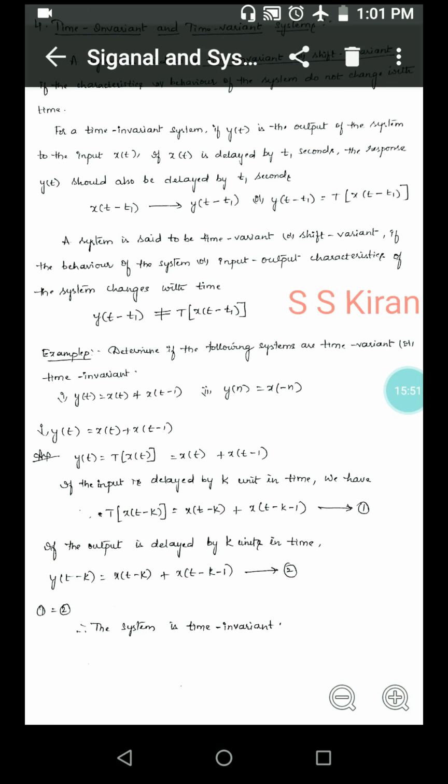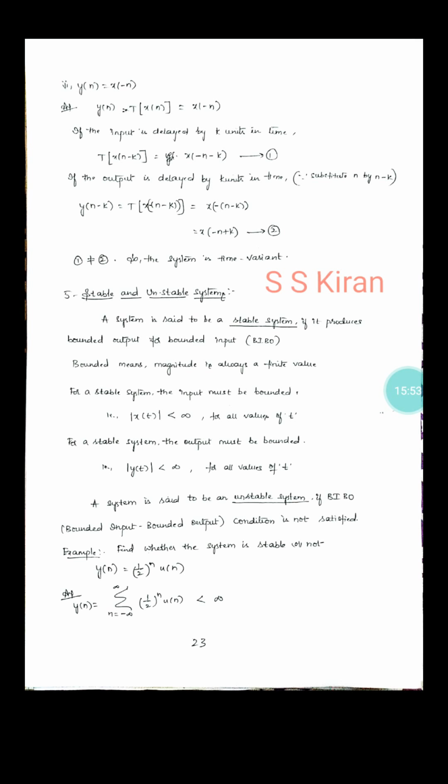Next we will see the next example. Y of n is equal to x of minus n. In this, you do some mathematical expressions, and we will get the final value. 1 is not equal to 2, so those systems are nothing but time variant systems. Just see closely, you can understand, right?